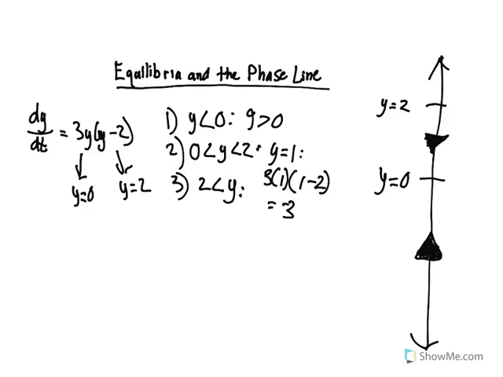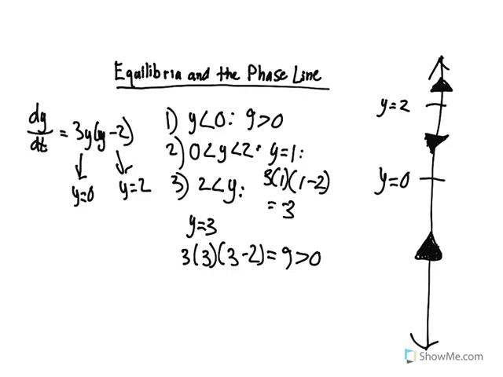Then we'll take an arbitrary value in our third region, y greater than 2. We will do y = 3. In our function, we have 3 times 3 times the quantity 3 minus 2, which is equal to 9 times 1, which is 9, greater than 0. So in this region, we understand that all functions will be positive.